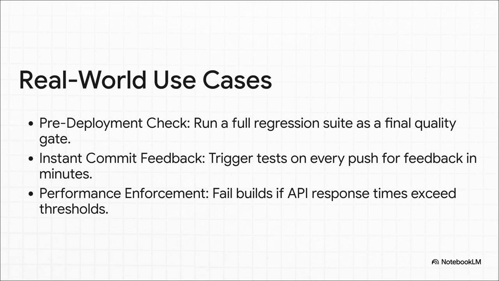Imagine having an automated final check that runs a full regression suite before anything goes to production. Or picture getting detailed feedback on your code within minutes of pushing it, not hours or days. You can even enforce performance standards, automatically failing a build if an API response is too slow. See? This isn't just about testing anymore. It's about building quality in from the very first line of code.